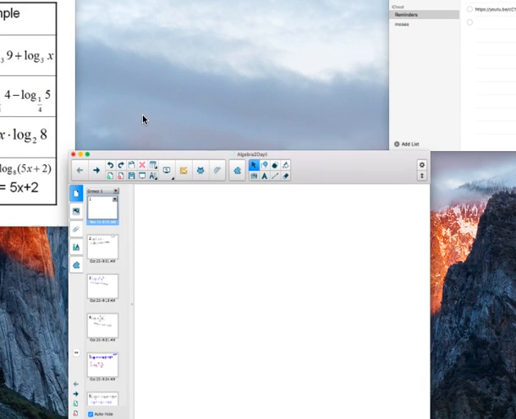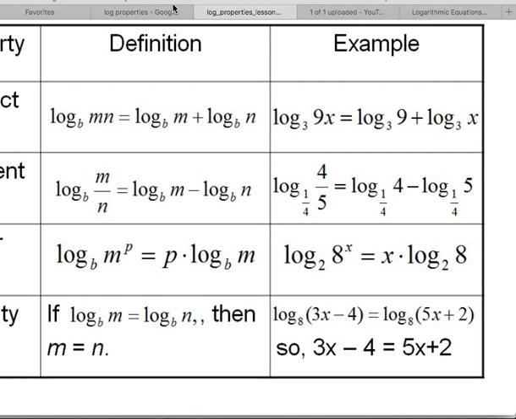Today we're gonna solve another example of a log equation using log properties.